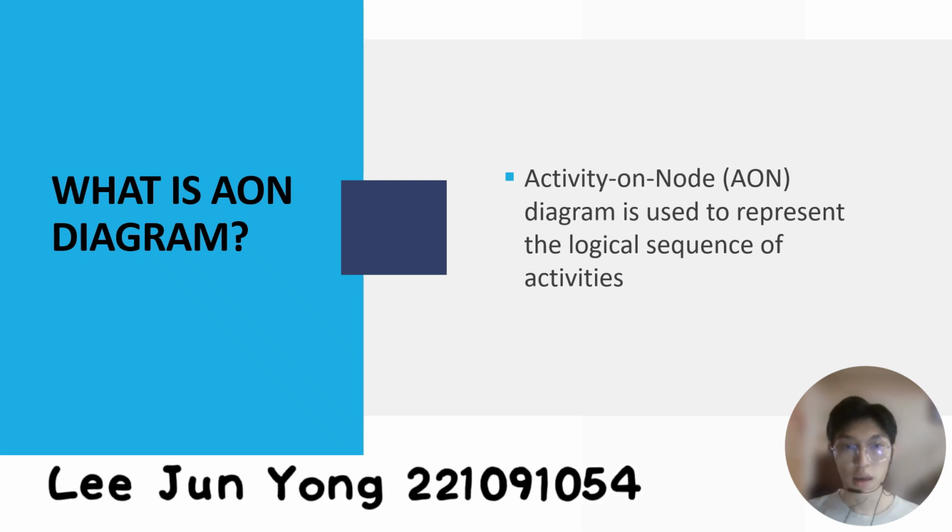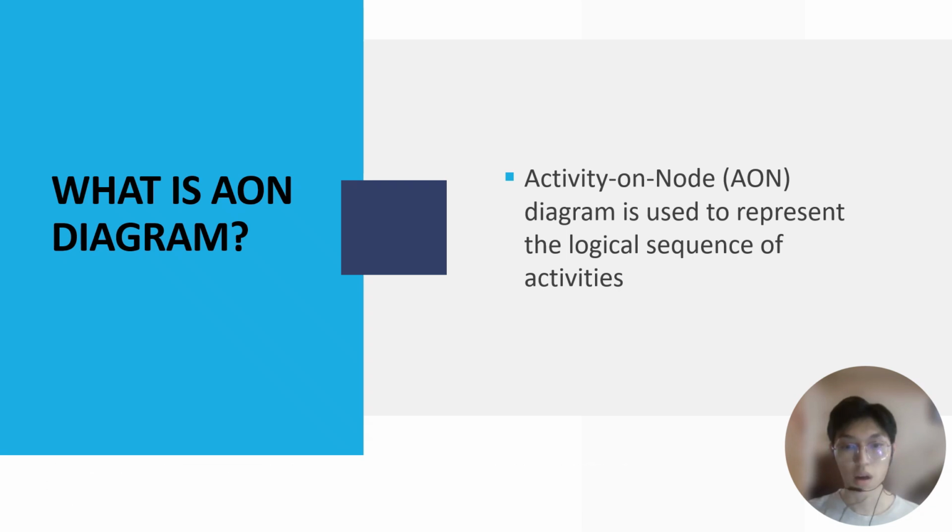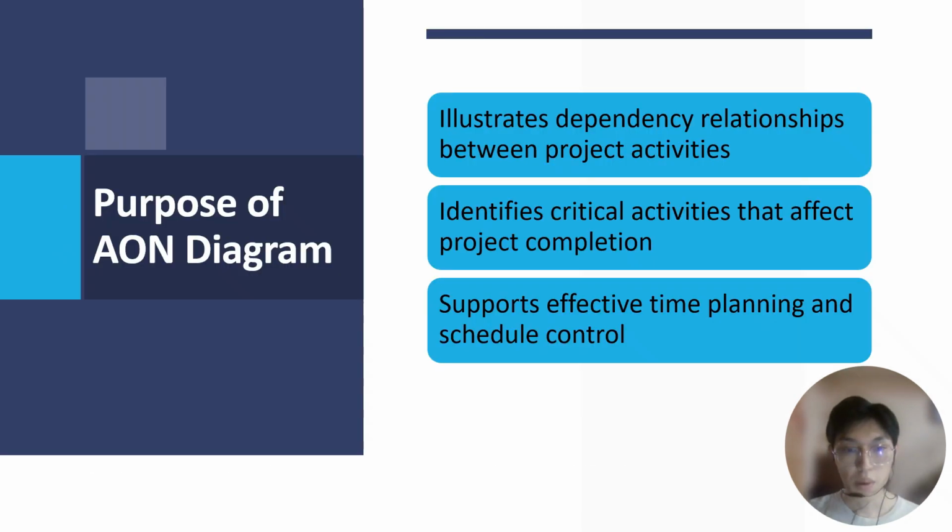I am Lee Jun Yong, and now I will talk about the network diagram of the project. First, what is an AON diagram? AON diagram refers to activity on node diagram, which is used to represent the logical sequence of activities. The purpose of the AON diagram is to illustrate dependency relationships between project activities, identify critical activities that affect project completion, and also support effective time planning and schedule control.